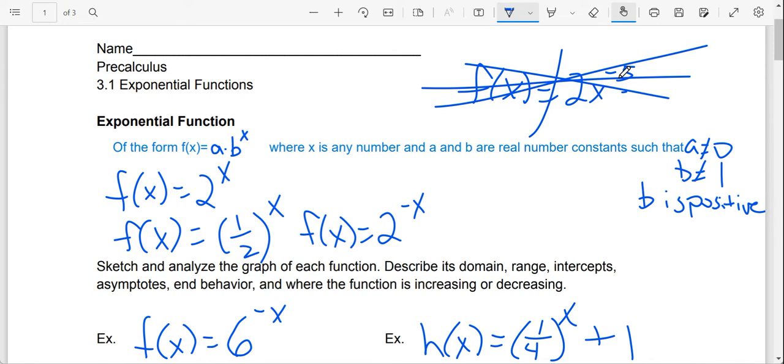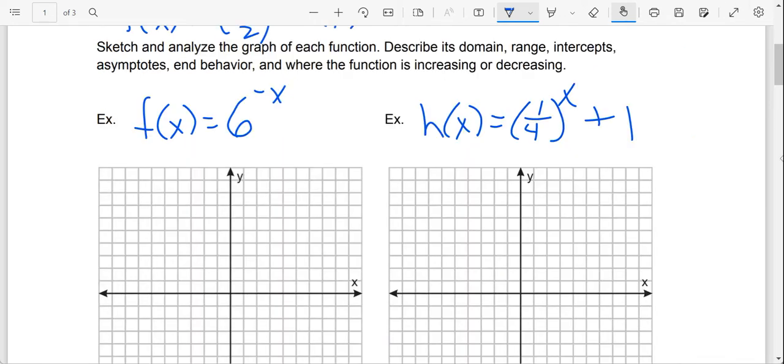Also, is this one? No, because b can't be 1. I just told you that. Let's graph a couple of these, shall we?